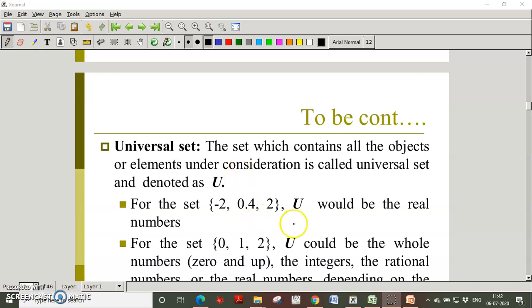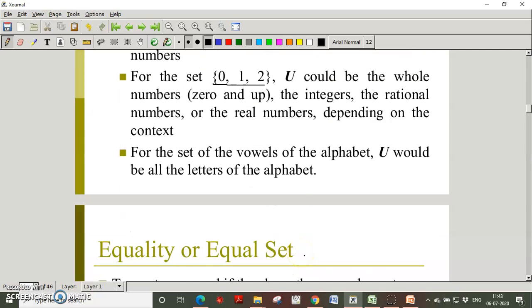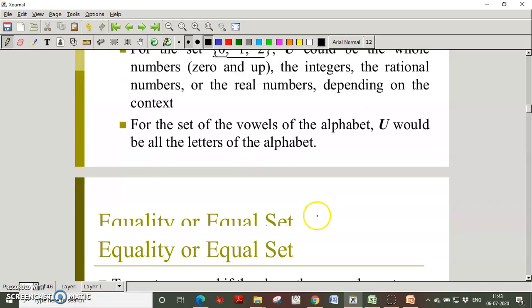Universal set: the set which contains all the objects or elements under consideration is called the universal set, and it is denoted by capital U in italic form. Here is an example for the set -2, 0.42. In this case U would be the real numbers. Another example I mentioned here is 0, 1, 2, 3. In this case the universal set would be maybe whole numbers, maybe integers, maybe rational numbers, depending on the context. For the set of vowels of the alphabet, U would be all the letters of the alphabet.